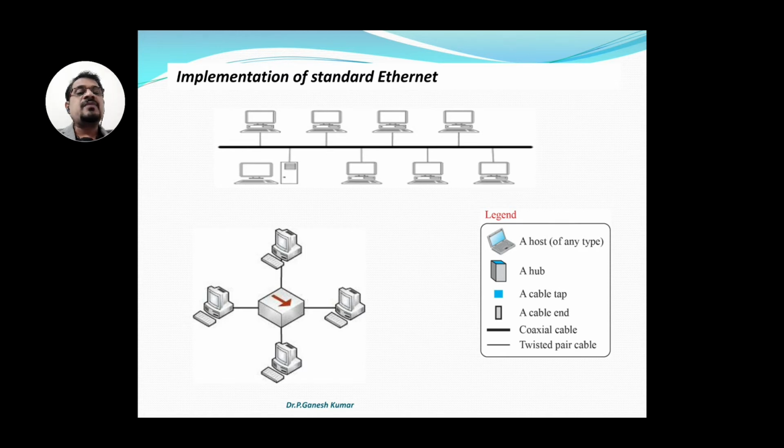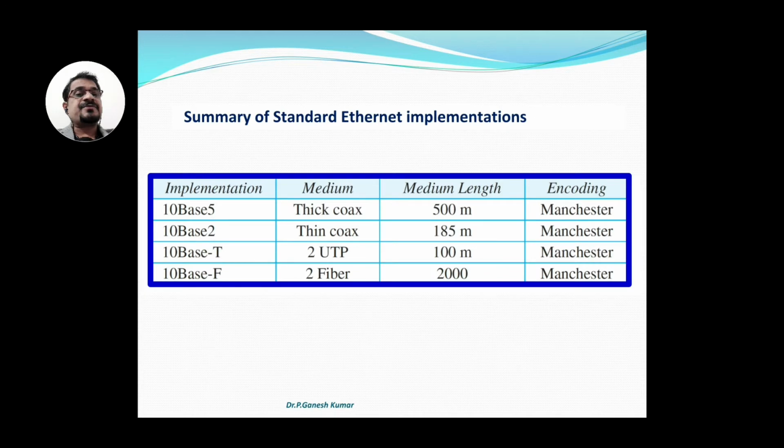And the second diagram shows a star topology. In the star topology, a common switch is there, and all 4 stations are connected to that switch. The data exchange happens via that switch. The standard Ethernet implementations are of 4 types: 10 base 5, 10 base 2, 10 base T, and 10 base F.